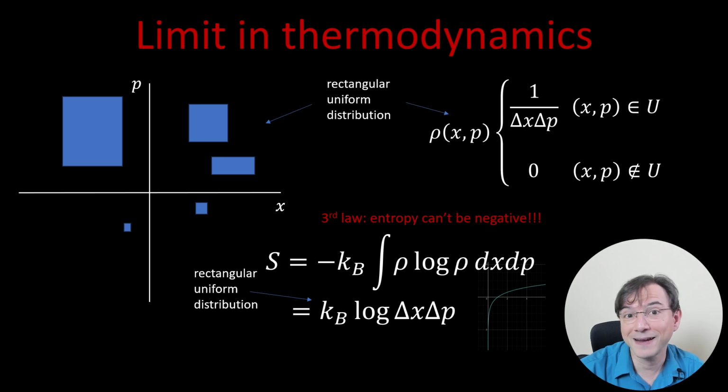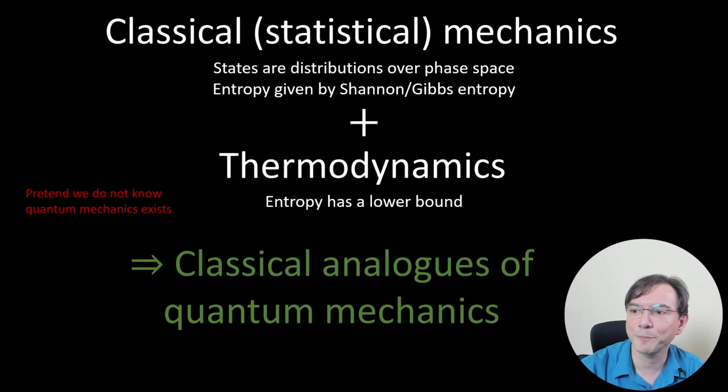And it's a problem that is technically not in classical statistical mechanics by itself, but when we have classical mechanics with thermodynamics. So the idea is that we're going to take classical statistical mechanics, and take ideas from there, that the states are distributions over phase space, and that the entropy is given by the Shannon-Gibbs entropy. And we are going to add the elements of thermodynamics, meaning the entropy has a lower bound. And we're going to pretend that we do not know that quantum mechanics even exists. And just by having these two things together, we are going to see that there are some classical analogues of quantum mechanics in classical mechanics plus thermodynamics.